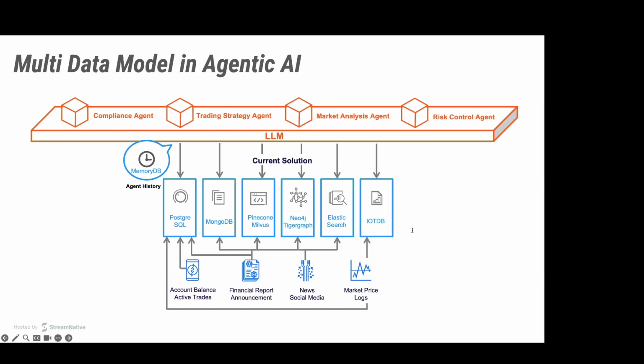You may need a SQL database to track the account balance and trades, document database to store the financial reports and contracts, vector database to search terms in the contracts with embeddings, and a graph database to link the company and their relationship. For example, Databricks acquired the NeonDB recently.